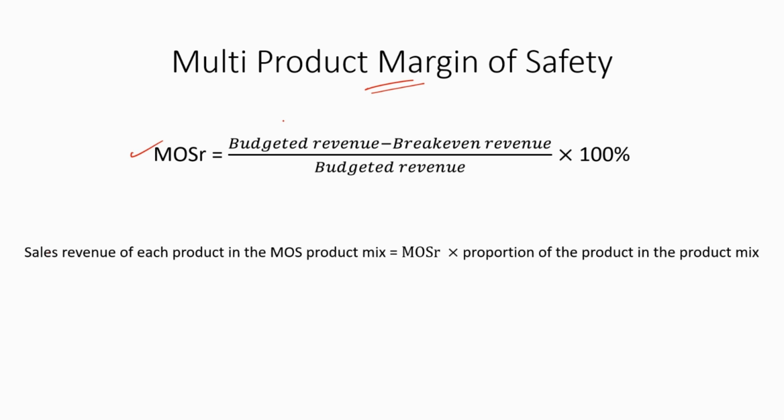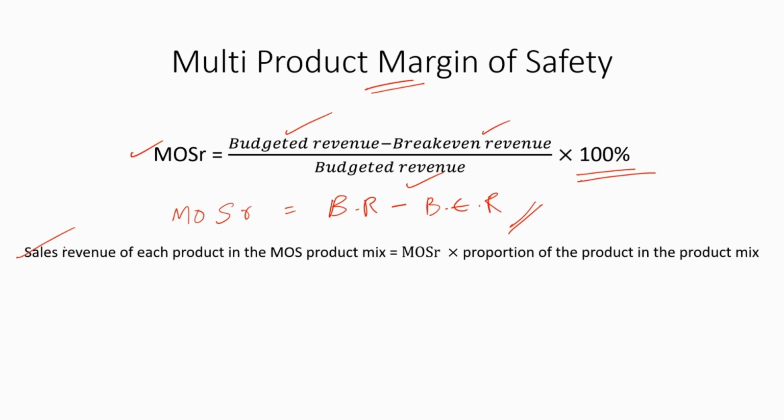This is the same formula we used under single product break-even analysis, which is equal to budgeted revenue minus break-even revenue divided by budgeted revenue multiplied by 100%. If we want to calculate the absolute margin of safety in terms of revenue, we can calculate it by budgeted revenue minus break-even revenue. This will give us the absolute value of the margin of safety in terms of revenue. Now you know this formula.